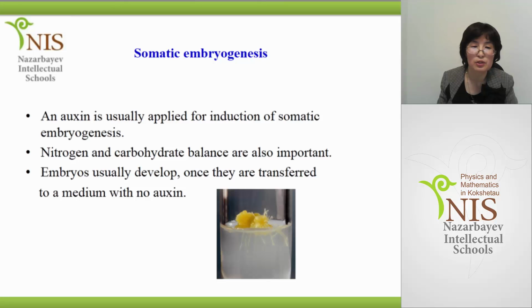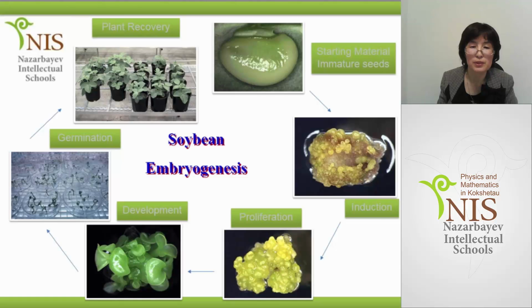An auxin is usually applied for induction of somatic embryogenesis. Nitrogen and carbohydrate balance are also important. Embryos usually develop once they are transferred to a medium with no auxin. And this picture illustrates soybean embryogenesis: the first starting material, immature seeds, then induction, proliferation, development, germination, and plant recovery.